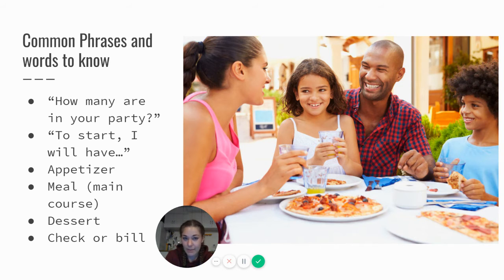Our next vocabulary words are appetizer, meal, or your main course, and dessert. These are in the order of what you will have. What I mean is, usually you'll have an appetizer, which is a small snack before your main meal or your main course. Dessert is what comes after the meal and is usually very last. Typically, it's something sweet.